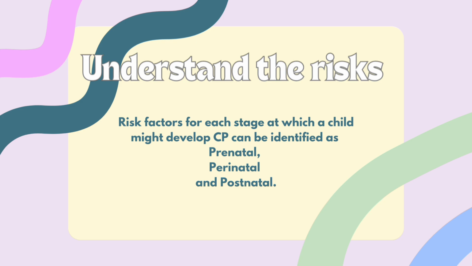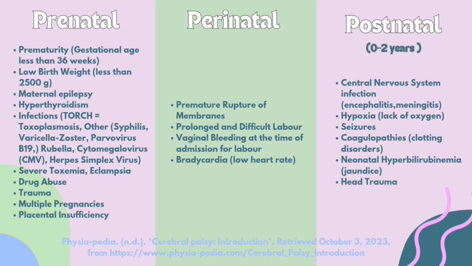So let's understand the risks in depth. Risks in the prenatal period, which is from conception to the onset of labor, can be prematurity (gestational age less than 36 weeks), low birth weight (less than 2,500 grams), which could be due to poor nutritional status of the mother, maternal epilepsy, hyperthyroidism, infections, TORCH (toxoplasmosis, other, syphilis, varicella zoster, parvovirus B19, rubella, cytomegalovirus CMV, herpes simplex virus), severe toxemia, eclampsia, drug abuse, trauma, multiple pregnancies, or placental insufficiency.